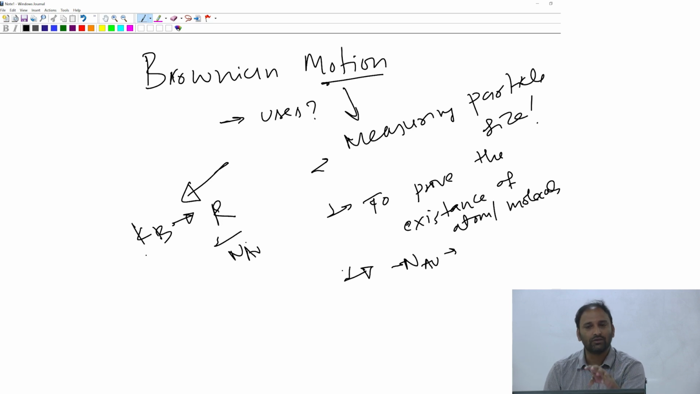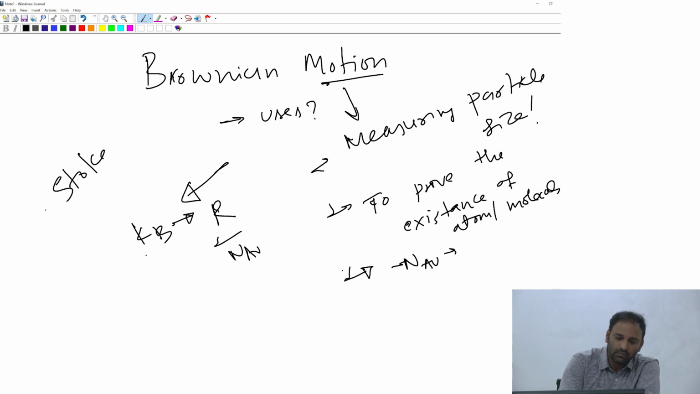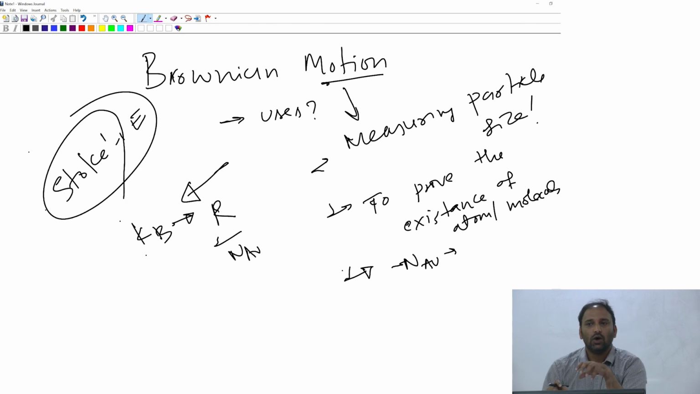I'm going to start by showing you some more videos of Brownian motion, explain why it is important and what kind of measurements people did, and then we're going to derive one very important equation, the Stokes-Einstein equation, which is one of the fundamental equations that people use for measuring particle size data. So we'll talk about that in the next class. I'll stop here today.